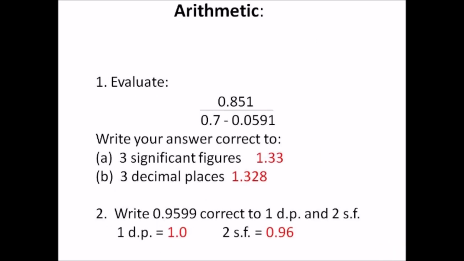Let's move on. For number two, you have to find three significant figures, 1.33, 3 decimal places, 1.328, and then 1 decimal place, 1.0, and then 0.96 for two significant figures. Got it? If not, check. The hardest one there was number two, 1 dp, where you have 0.96, and because there's a 5 at the back, you add 1 to the 9 to make it 10. So it became 1.0. Okay, you have to know how to work it like that as well.